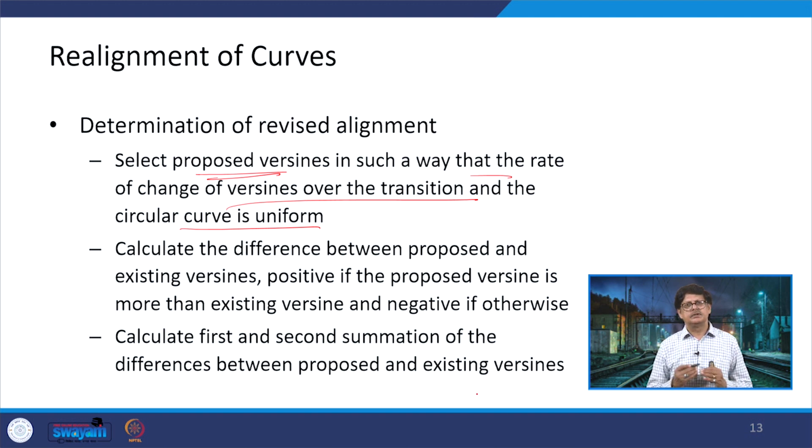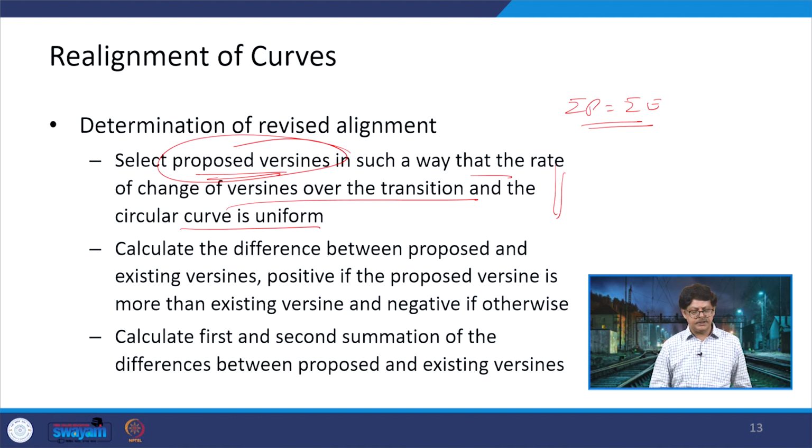This is a requirement when we are going for the Versine. Because we said there is a proposed Versine summation and the existing Versine summation, they should come equal. Calculate the difference between the proposed and the existing Versines. Positive if the proposed Versine is more than existing Versine, negative otherwise. Calculate the first and the second summation of the differences between the proposed and the existing Versines. This is the next step which needs to be done.